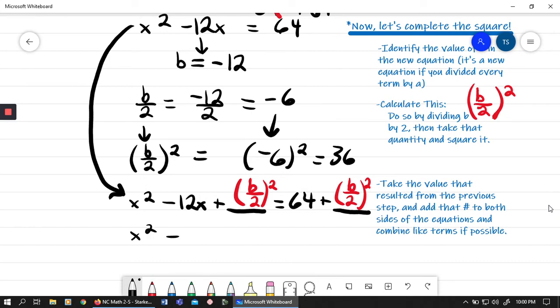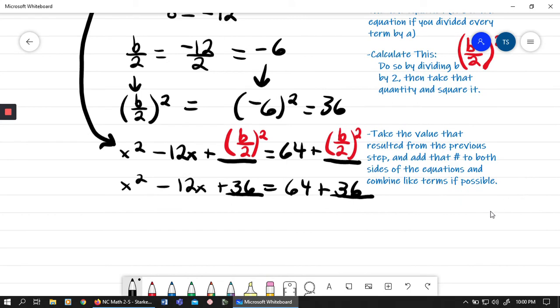Let me just write that: x squared minus 12x plus 36, because that was the result when we calculated b over 2 squared. And we're adding 36 here. That is the number that we're adding to both sides of our equation. After we add that number to both sides, if it's possible, we should simplify or combine like terms. In this case, it is possible to combine like terms on the right side of the equation. The expression on the left side does not have any like terms.